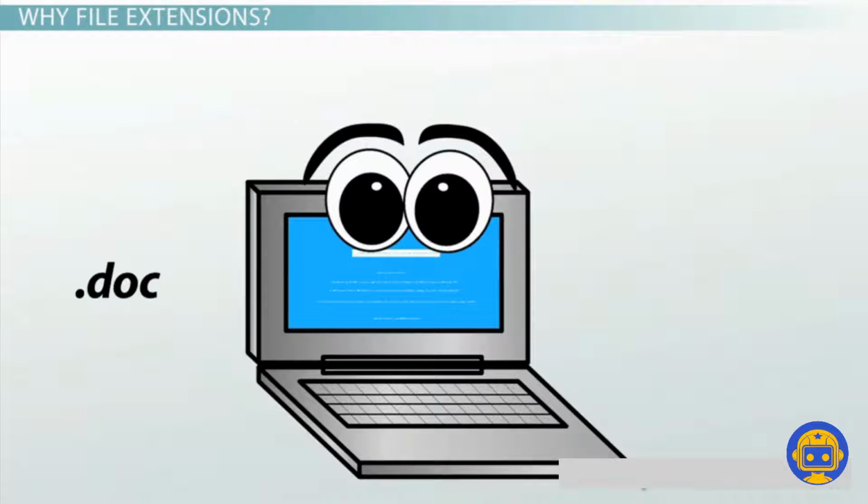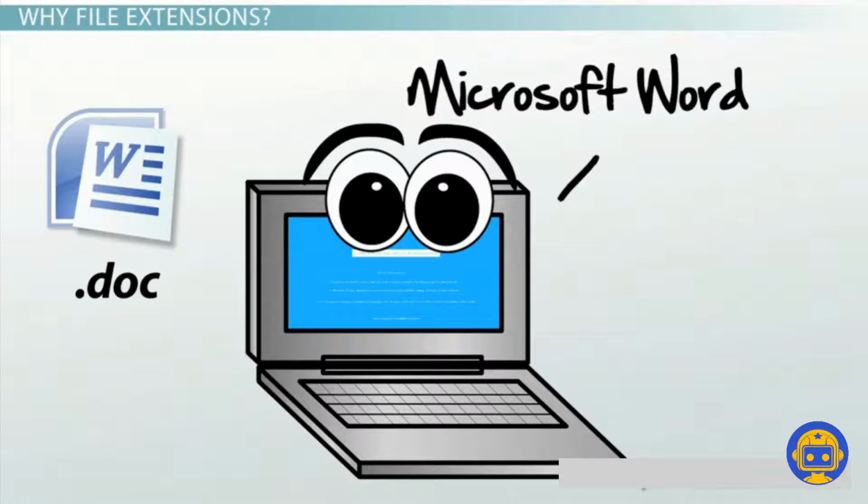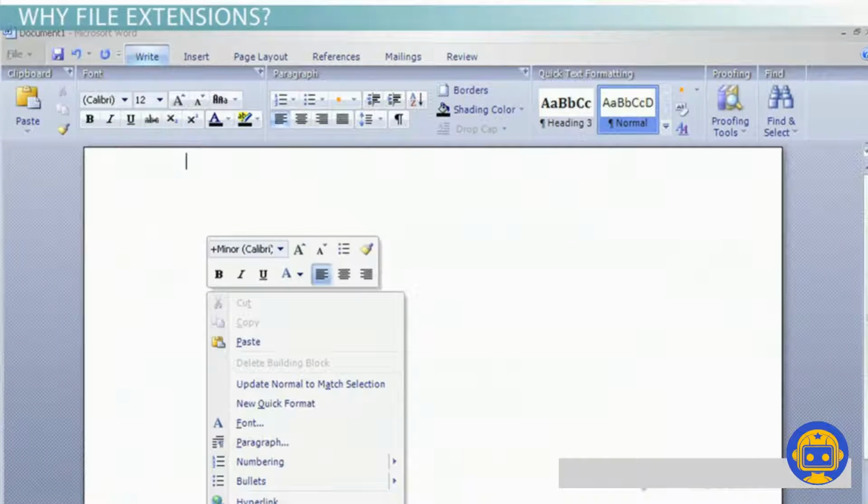When your OS sees a file with a .doc extension, it knows that this file is the native format of Microsoft Word. So when you double-click on a file, your OS will automatically launch the correct software application and open up the file in this application.